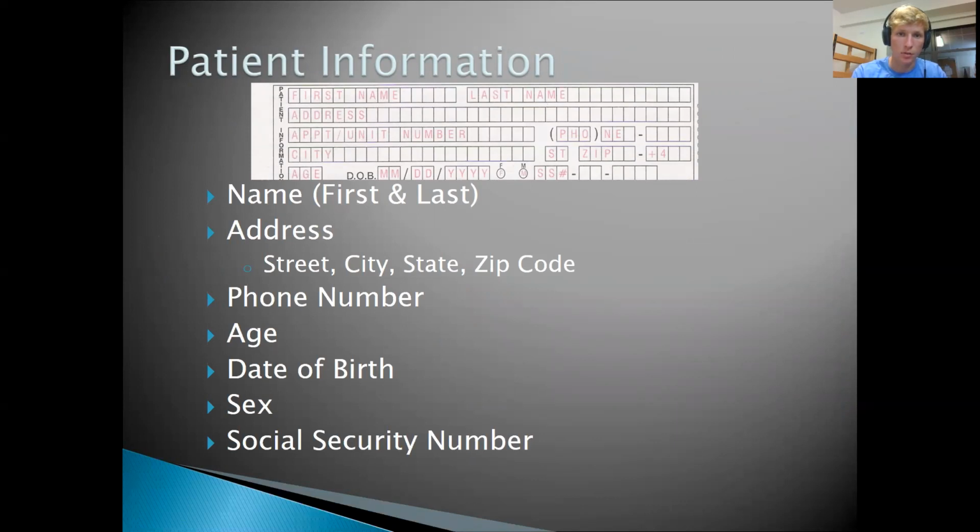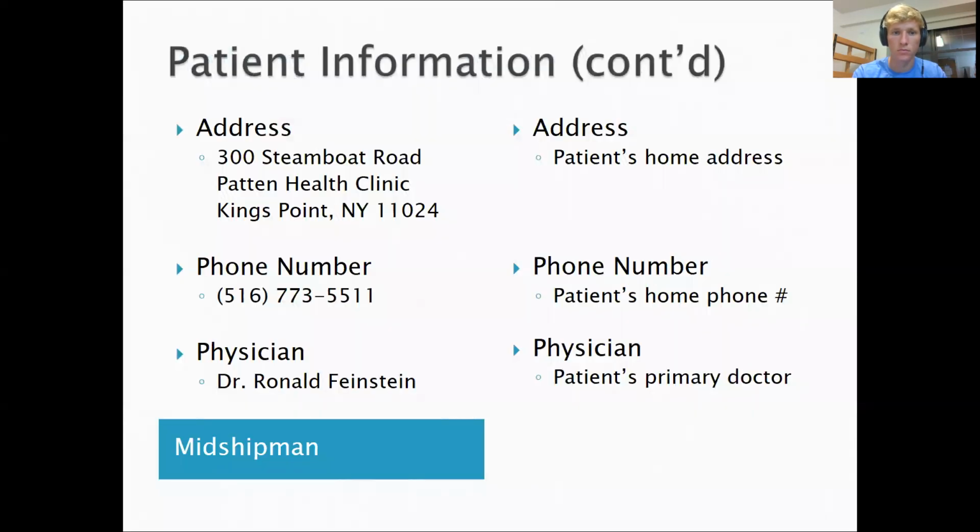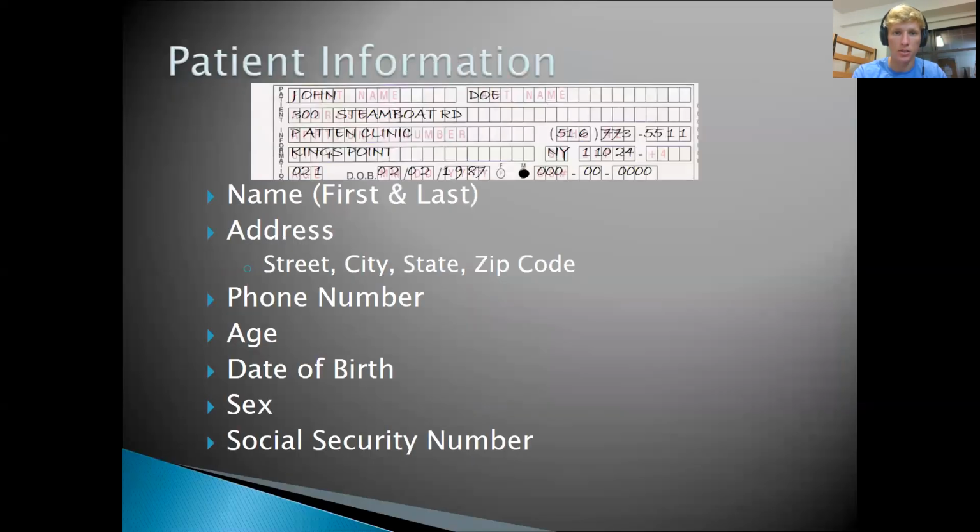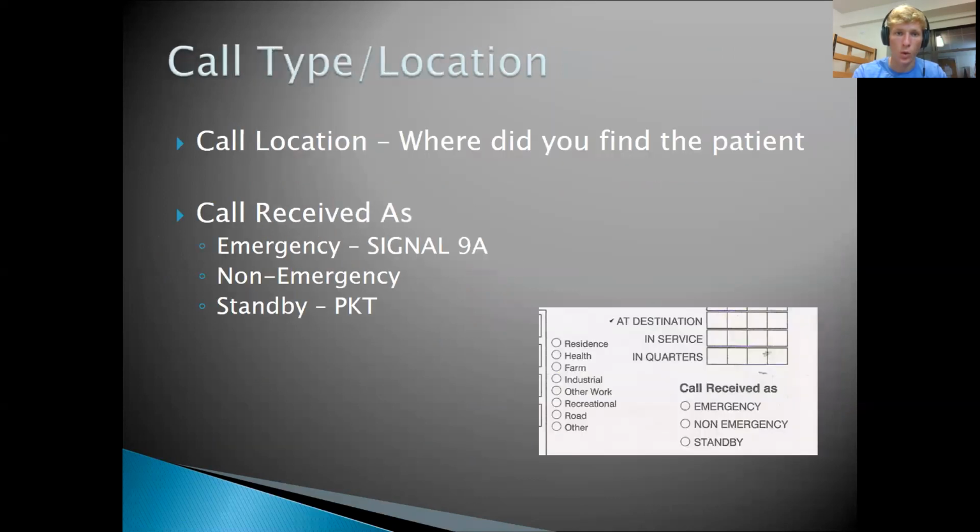So this is just patient information: name, date of birth, age, social security number. Fill it in as such. Where the call took place, be that an emergency, non-emergency, standby. Typically, we're going to have emergencies, 9As, or standbys, PKTs. And where did you find them? Did you find them residential, in their dorm, in their barracks, recreational, track field, or on the road?